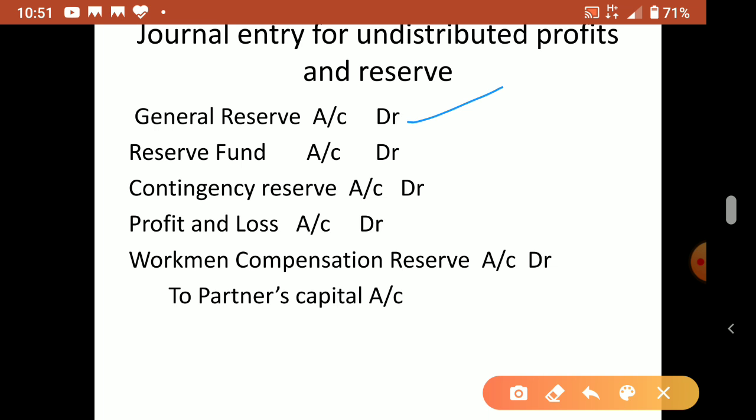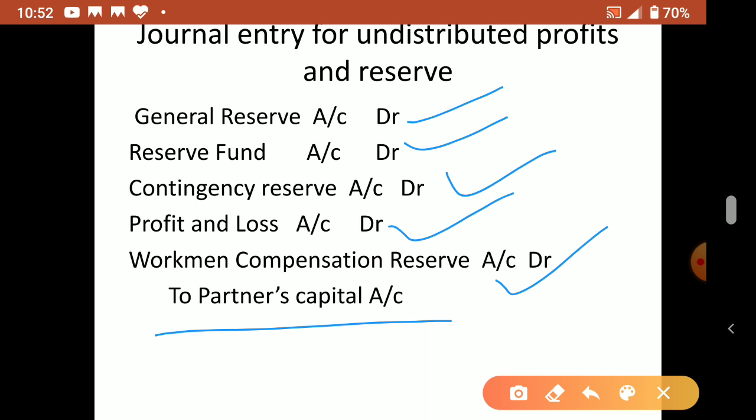So general reserve, reserve fund, contingency reserve, profit and loss account, workmen compensation reserve, these reserves are just reserves created and we are keeping them. They are not created against an asset. This is the amount we are keeping in the business. For any purpose we can use it, but WCR we have to use for that purpose only. Other reserves we can use for any purpose. So all these reserves are not representing any asset. So like that, reserve or provision we have to transfer where? To the partners' capital account, okay.